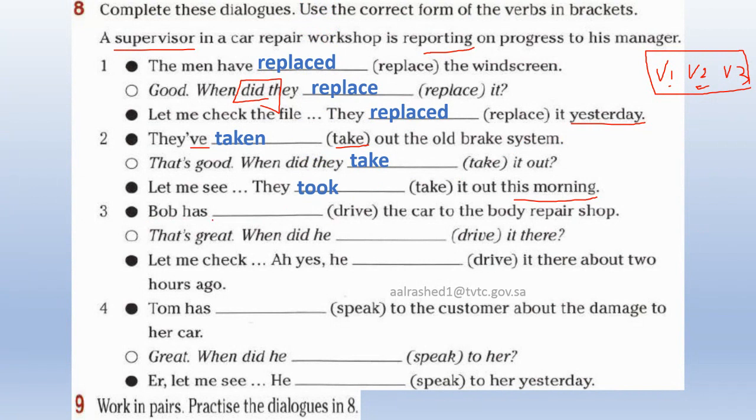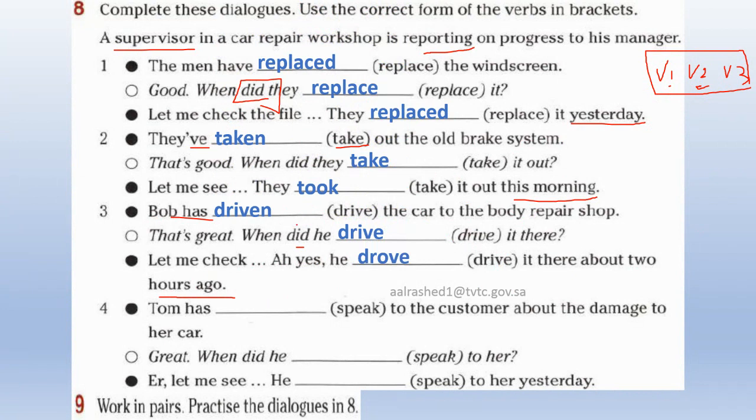Bob has. So I have has. Something happens in the past, but I don't have time. What is the past participle of drive? I have drive, drove, driven. That's great. When did? Again, I just simply put the base form of the verb without any addition. Drive. Let me check. Ah, yes, he drove 2 hours ago. So we have specific time. I need the past form. As you said before, we have drive, drove, driven.